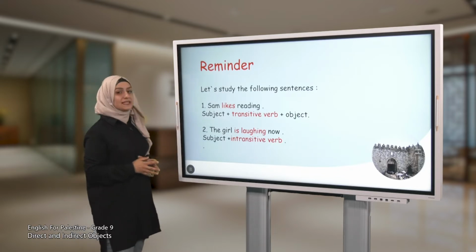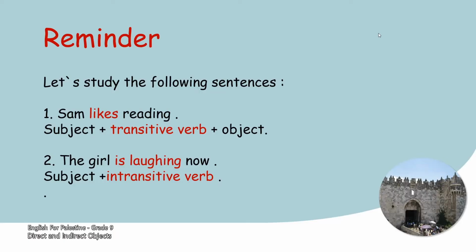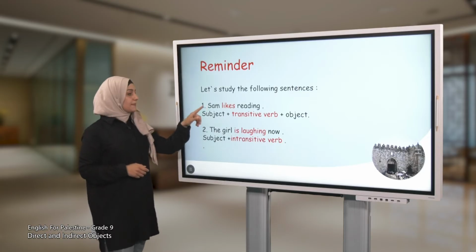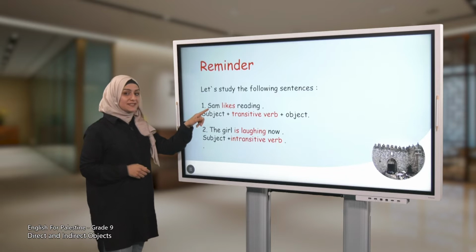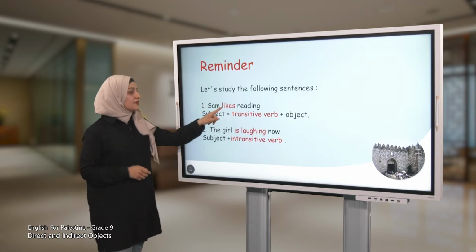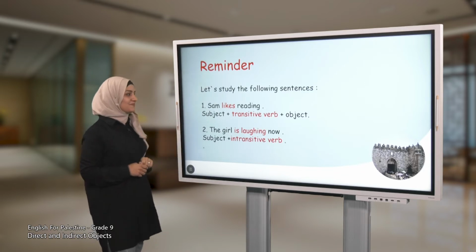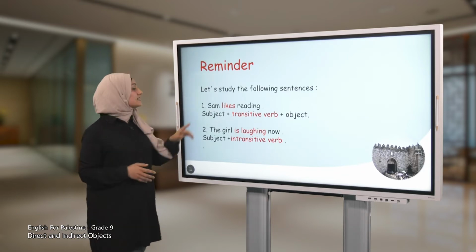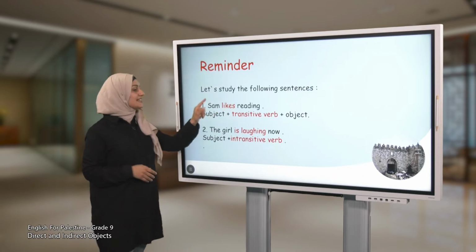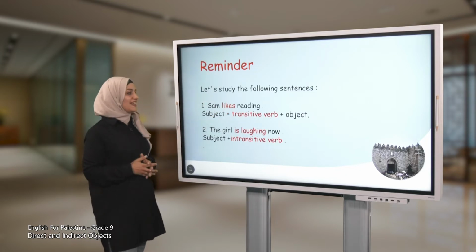At the beginning, let's remember some important information that you already know. Let's study the following sentences. Sam likes reading. The girl is laughing now. Notice the difference between the two sentences in their structure. As you can see, in this sentence, we have a subject, and that is Sam, a verb, likes, and an object, reading. What does Sam like? Sam likes reading. Reading is the object of the verb like.